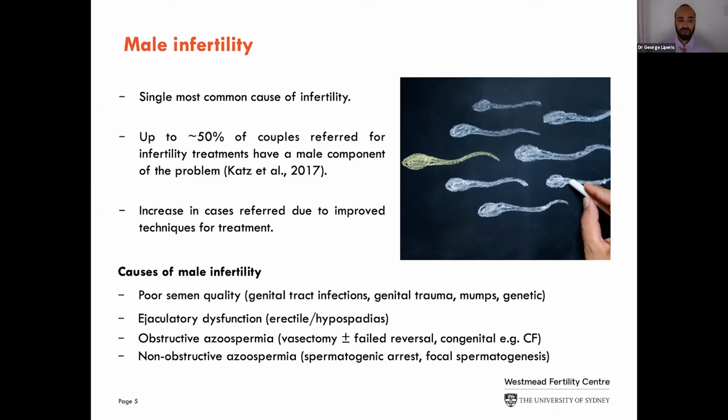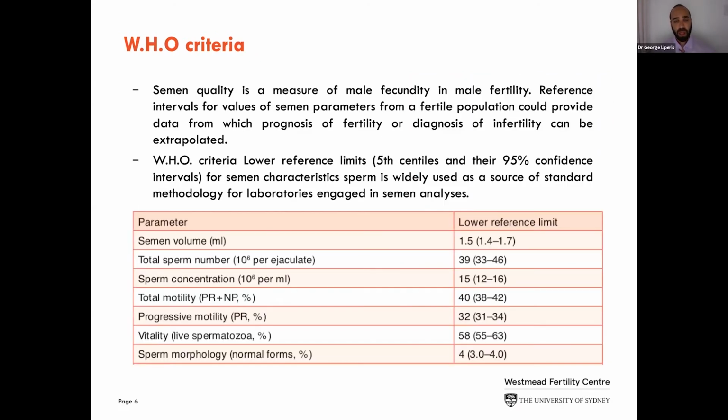There are also lately increased cases referred due to improved techniques for treatment, such as the open microdissection techniques. And causes of male infertility can vary, and we all know about the poor semen quality, the ejaculatory dysfunction issues, obstructive as well as non-obstructive azoospermia reasons. And of course, in the ART setting, we rely on the WHO criteria to assess semen quality.